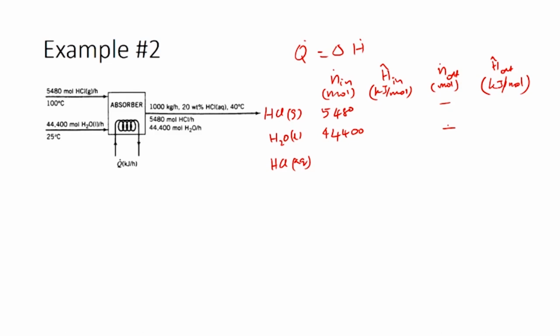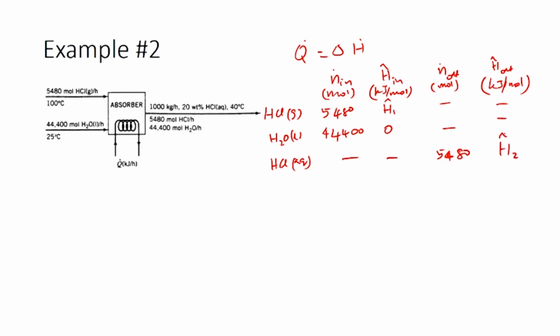So, when we use the enthalpy value from the table, we can use only the mass of the solute or the moles of the solute to be multiplied. So, we will account only for the moles of HCl here for performing the calculations. So, this is 5480. So, this would have an H1 cap. You have water liquid coming in at 25 degrees Celsius, which is the same as the reference state. So, this would have a 0 enthalpy and this would have another enthalpy which is H2 cap.